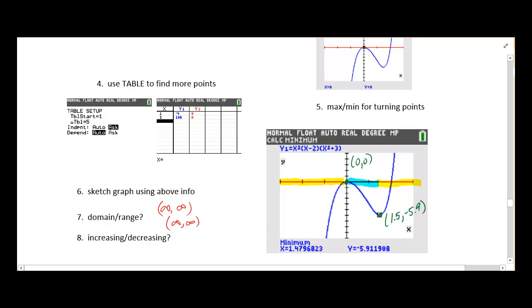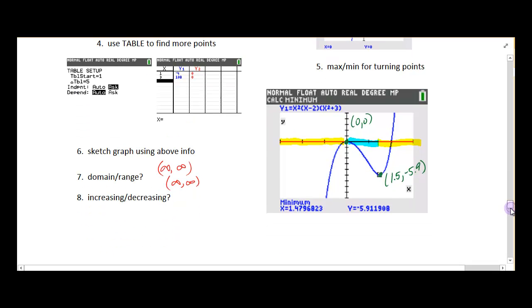So we'll just sum that up over here. We are increasing from negative infinity to 0, and from 1.5 to infinity, and we are decreasing from 0 to 1.5. And that's how we're going to use our calculator to be able to analyze a polynomial.